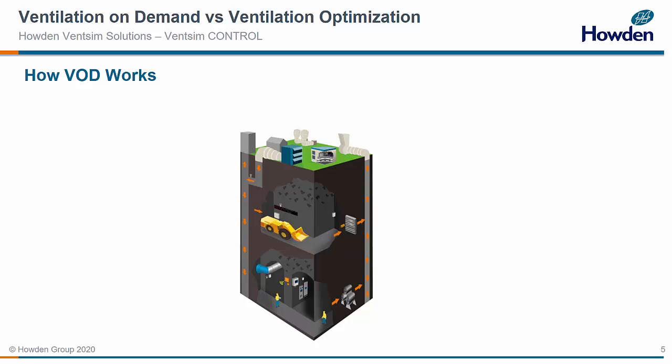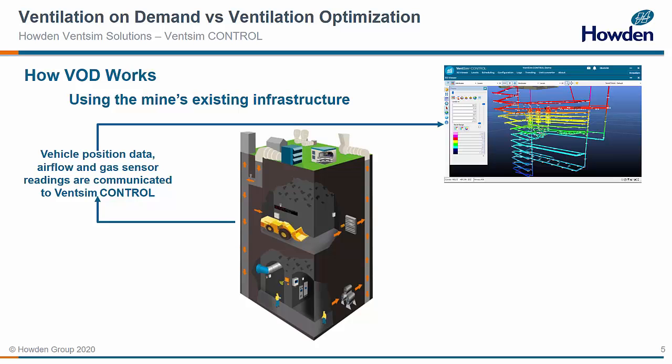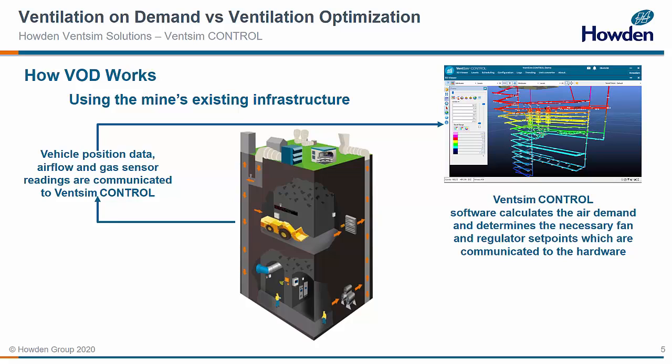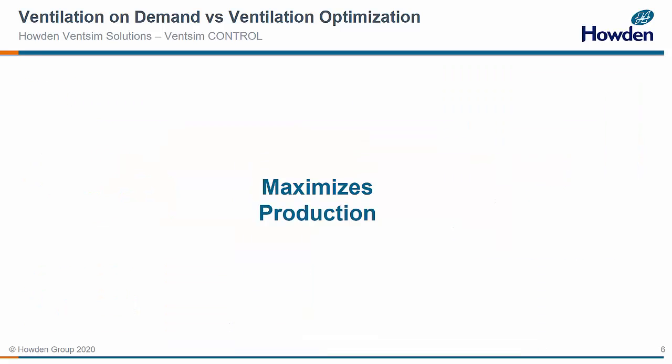How does ventilation on demand work? Using the mine's existing infrastructure, we first get the vehicle and personnel positions, airflow measurements, and gas sensor measurements, send these to VentSim Control, which calculates the air demand and determines the necessary fan and regulator set points, and these are then communicated to the hardware, where the PLCs or remote IOs enable the remote control of equipment such as the fan starters, VFDs, and actuators.